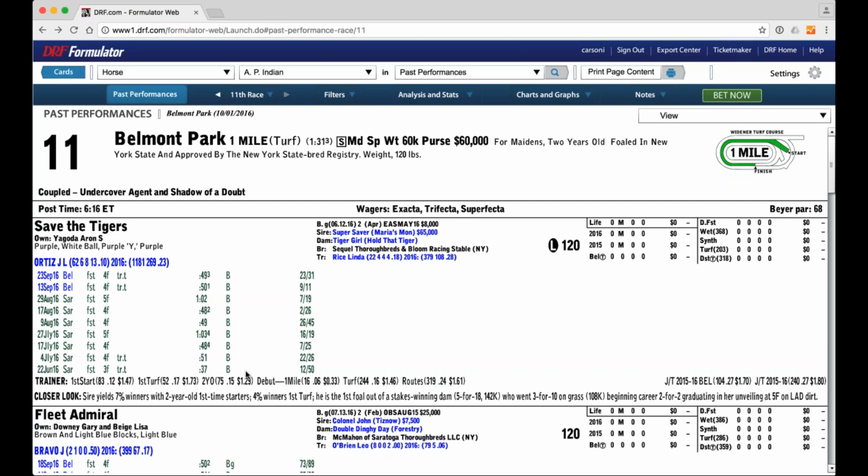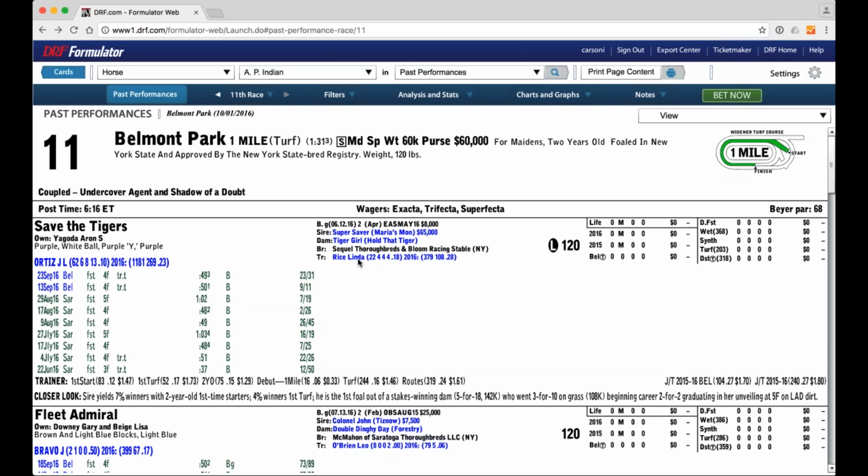Well, I'm going to use a trainer stat that is customized, which in this case is first-time turf start at a route. Because if you think about it, if you've been following her, she's known more for turf sprints. So how does she do first time at a mile or longer, a turf route?